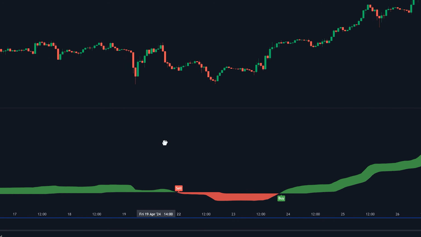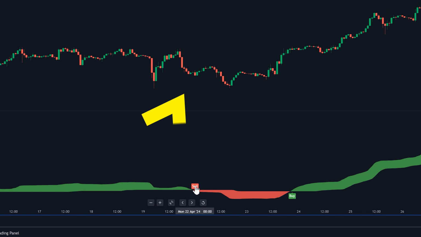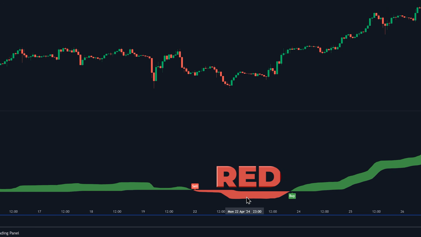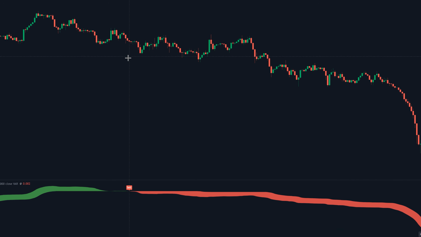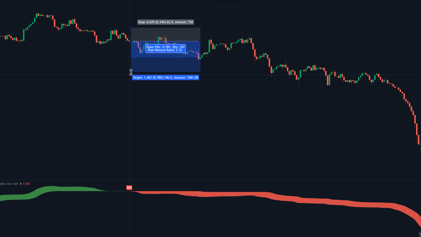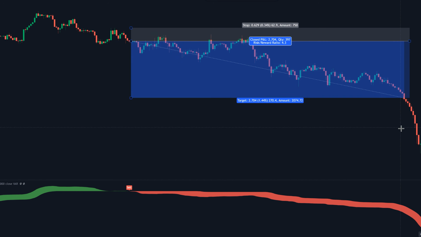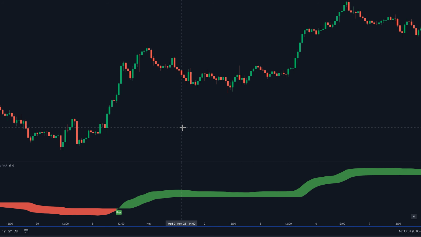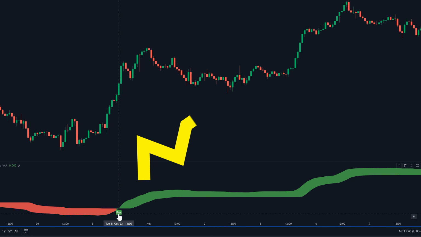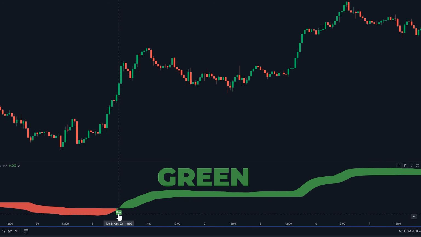Whenever it says sell, the trend shifts from bullish to bearish and the cloud changes color to red. These are areas where you should be looking to take only short positions. On the other hand, whenever a buy label is printed, the trend shifts from bearish to bullish, and the trend cloud turns to green, indicating areas where you should be looking to take only long positions.